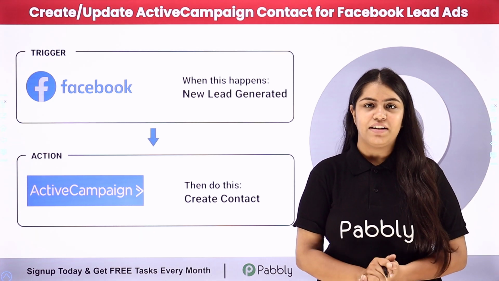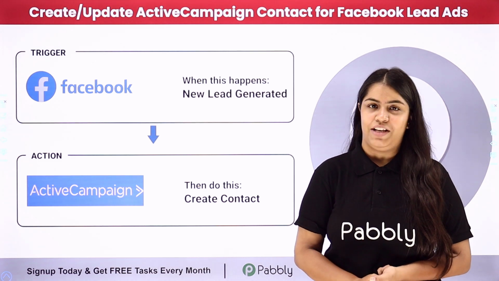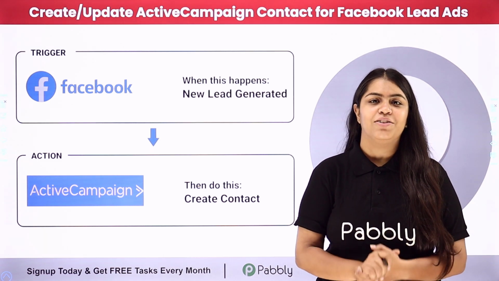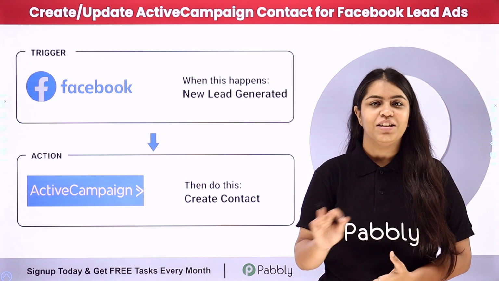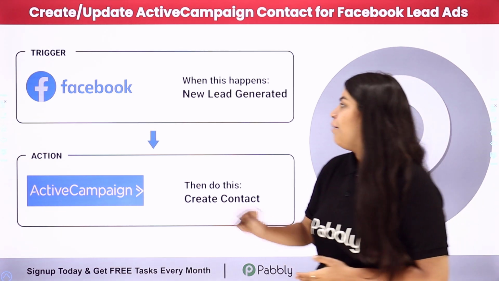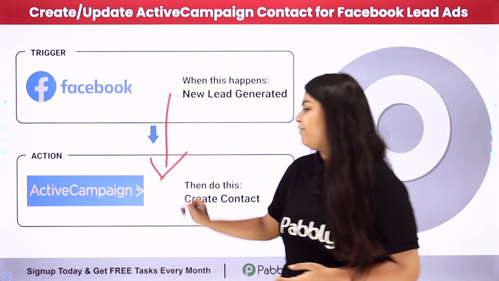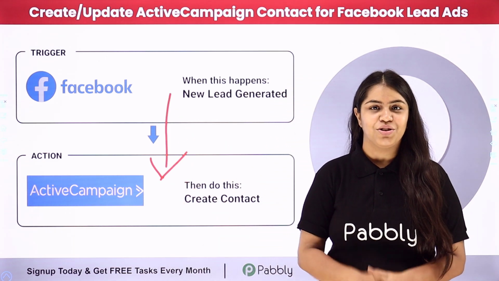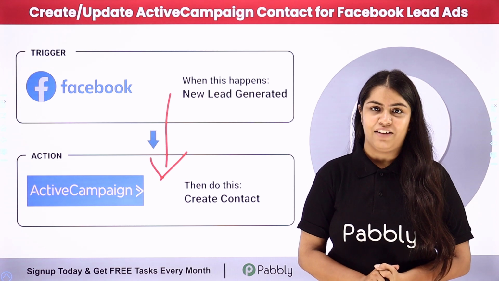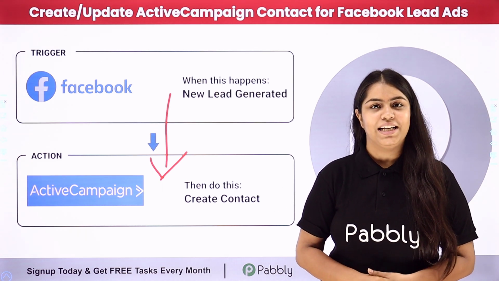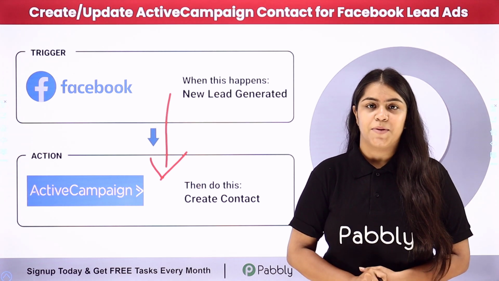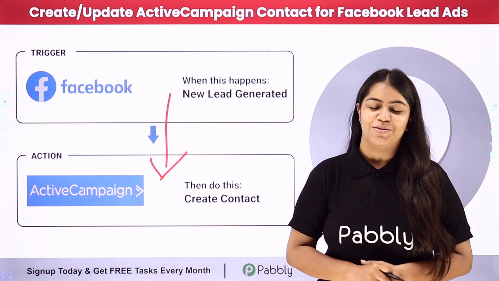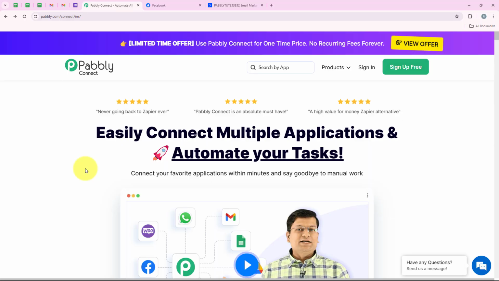So now I wish that as soon as a new lead is received in my Facebook lead ads, automatically a contact should be created or updated in my ActiveCampaign too. For this, we are going to create a connection between Facebook lead ads and ActiveCampaign. To create this connection without knowing any programming or coding language, we are going to use Pabbly Connect. It is an amazing automation software. So if you also wish to learn this process step by step, then let me take you to my computer screen. Welcome to my screen.